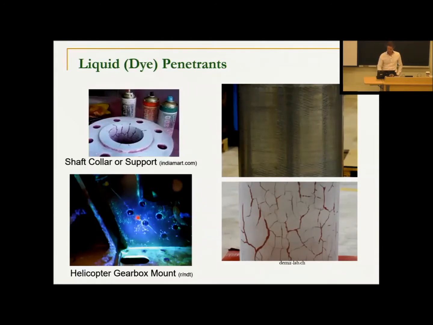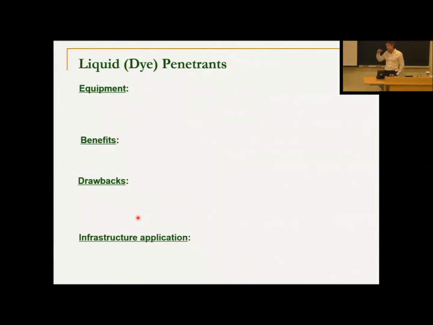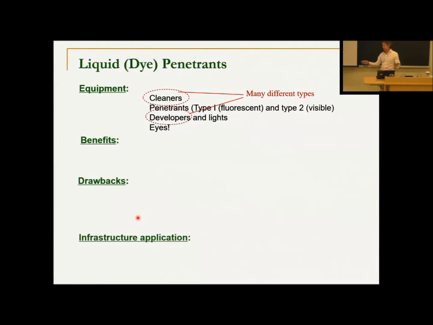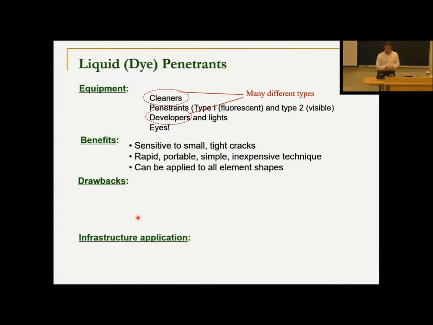We can apply these. So here in summary, and I will have a summary like this for each of the methods, we have very simple equipment. It's just a cleaning element, a penetrant, which is the liquid paint, and a developer, and then the inspector's eyes. Of course, we can also take photographs or video images to document this. This method, although very simple, is very effective for surface breaking cracks. It can indicate small and tight cracks. It's very rapid, it's very simple to apply. It can be applied on vertical surfaces, curved surfaces, hard to get to places. And we don't have any restriction on the shape of the element.